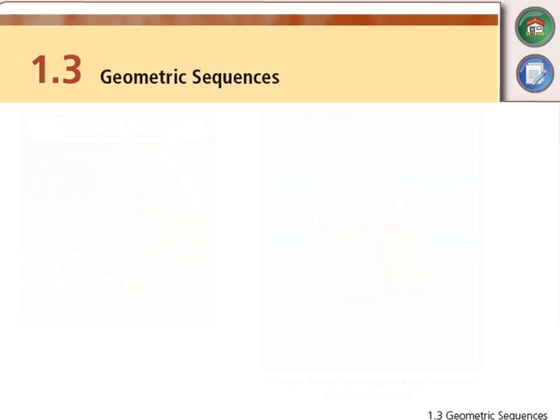Alrighty, 1.3, let's get this one going. We're looking at geometric sequences now. We've started looking at arithmetic all the way through, but now we're going to look at geometric. What's the difference between the two? Well, let's start this way.